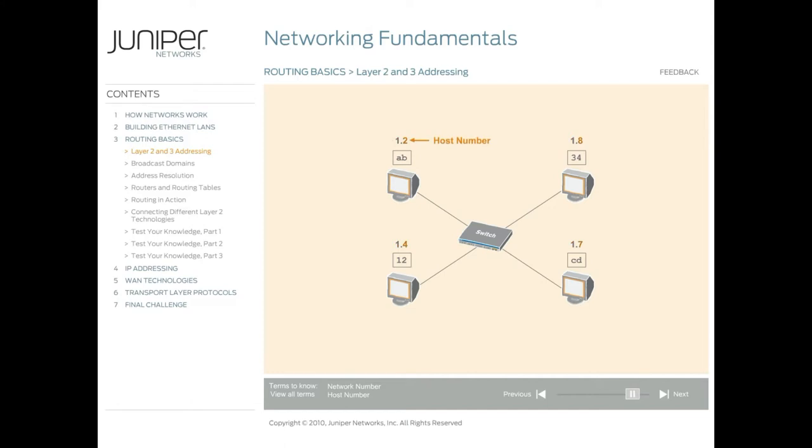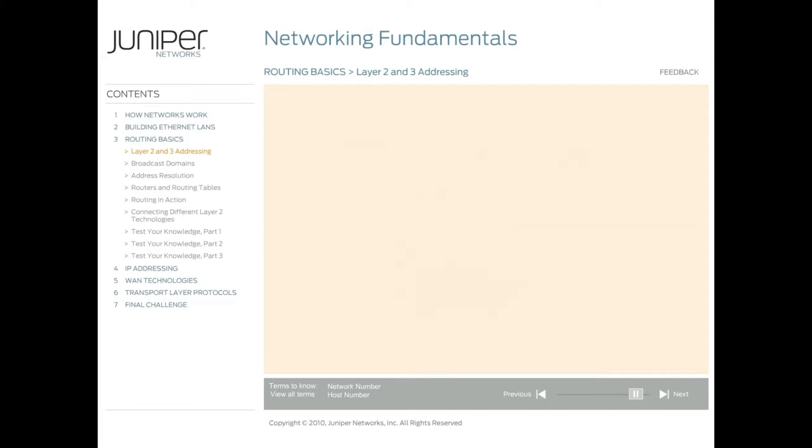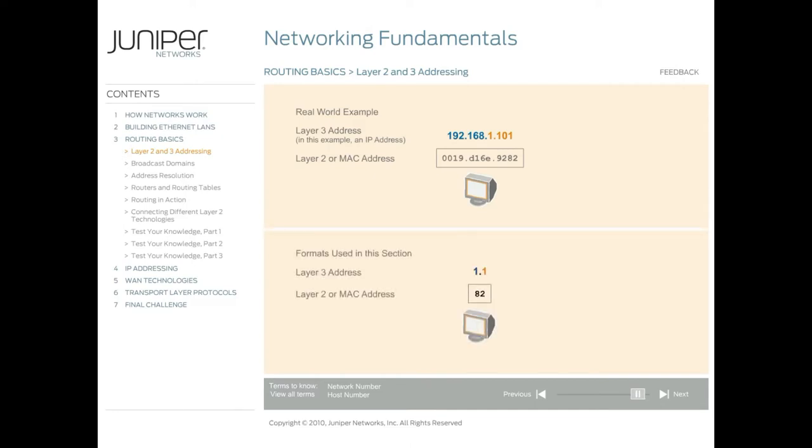Note that in this section, we'll represent Layer 3 addresses with the network number.hostNumber format shown on screen. But as with the MAC addresses shown here, this is a simplified format. Here is one real-world example of a Layer 3 address and a Layer 2 address contrasted with the shortened formats we'll use in this section. As this section continues, we'll see how Layer 2 and Layer 3 addresses are used to route data within a network and across networks.